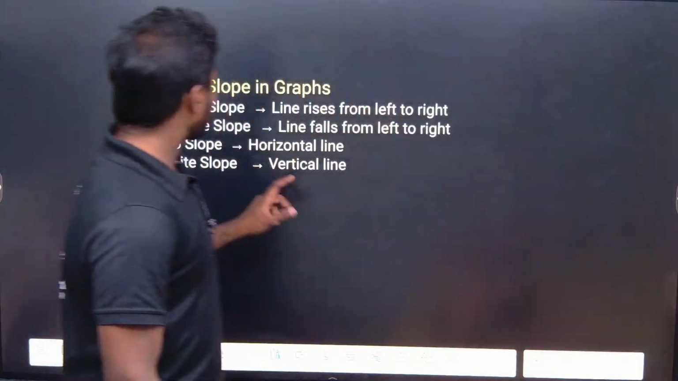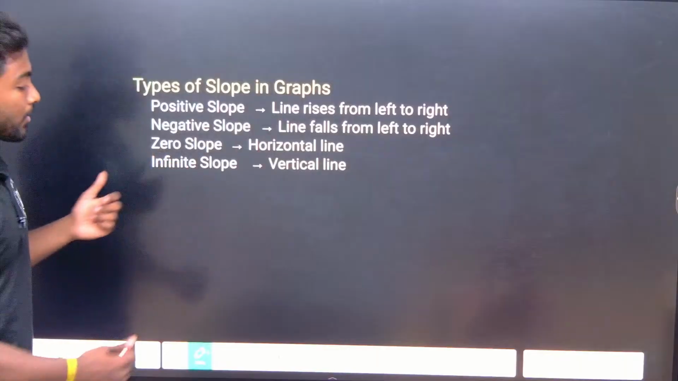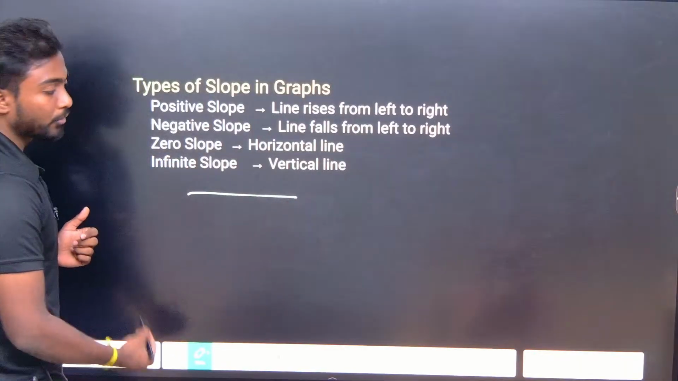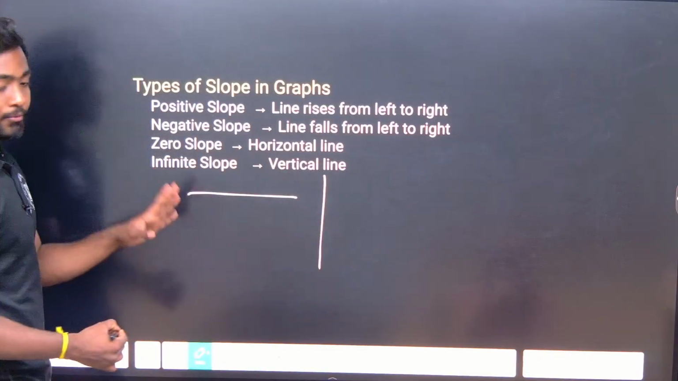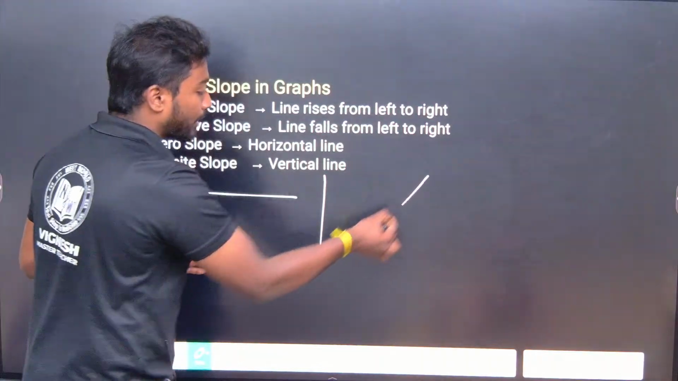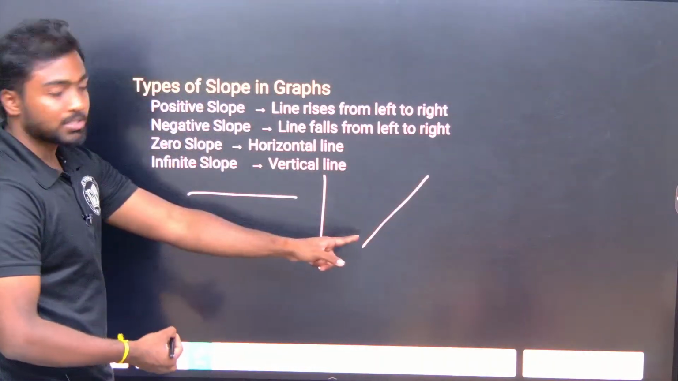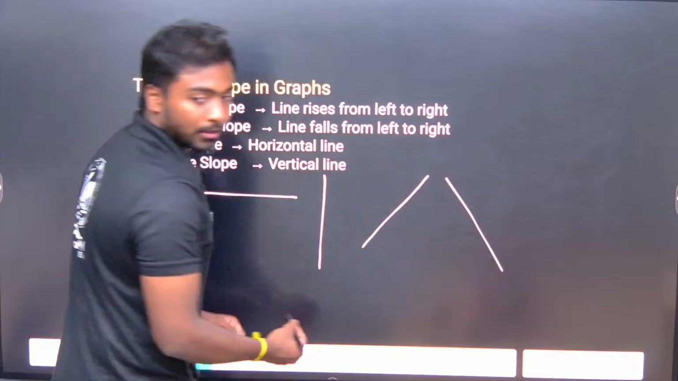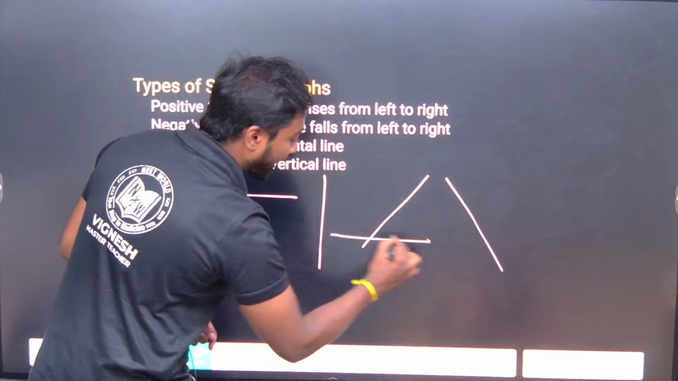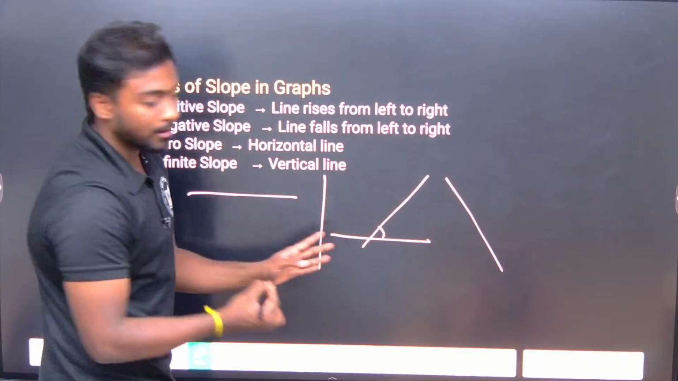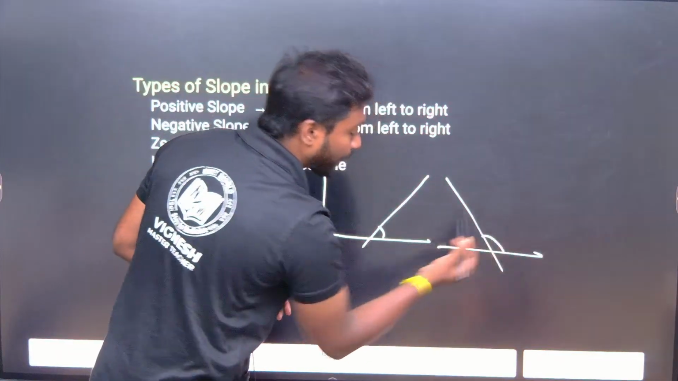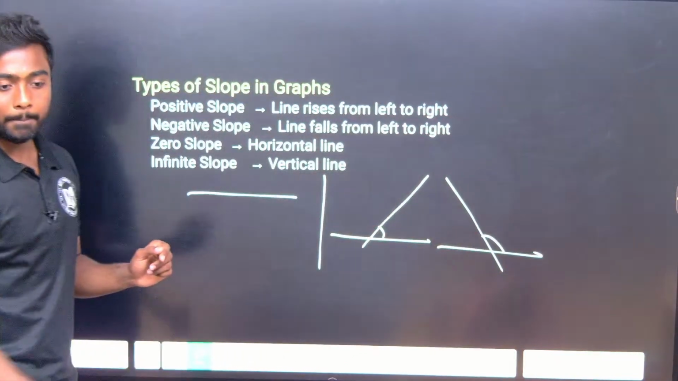So a horizontal line has 0 slope. A vertical line has infinite slope. If I draw a line like this, it is positive. If I draw like this, it is negative. If I draw like this, the angle is less than 90. If I draw like this, the angle with respect to the x-axis is greater than 90.